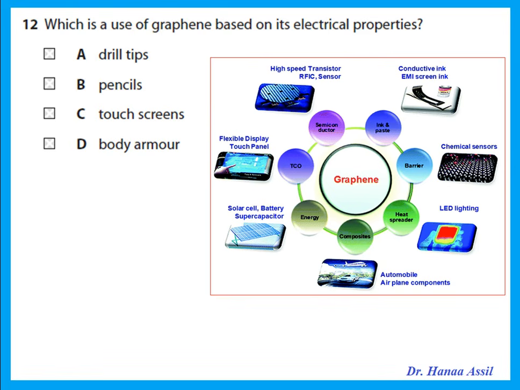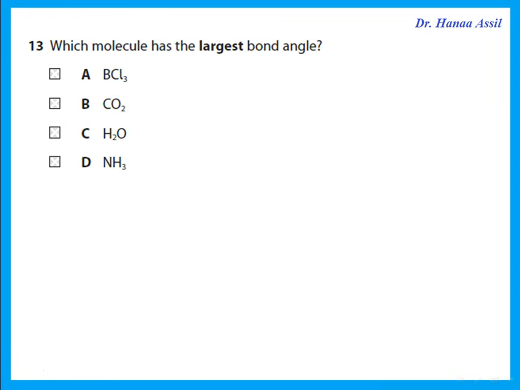Pencils. Pencils are made of graphene? No, they're actually made of graphite. We said the substance inside the pencils is graphite. Now, touch screens are actually my answer. Graphene is used for touch screens because of its electrical properties. Graphene is also used for body armor, but that is because it is strong, not because of its electrical properties.